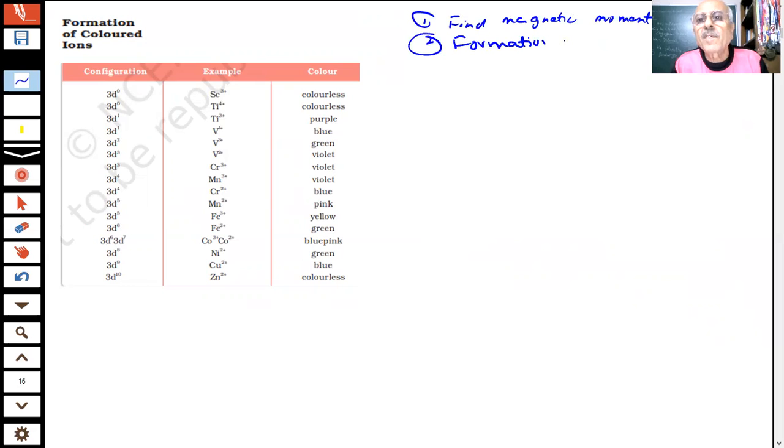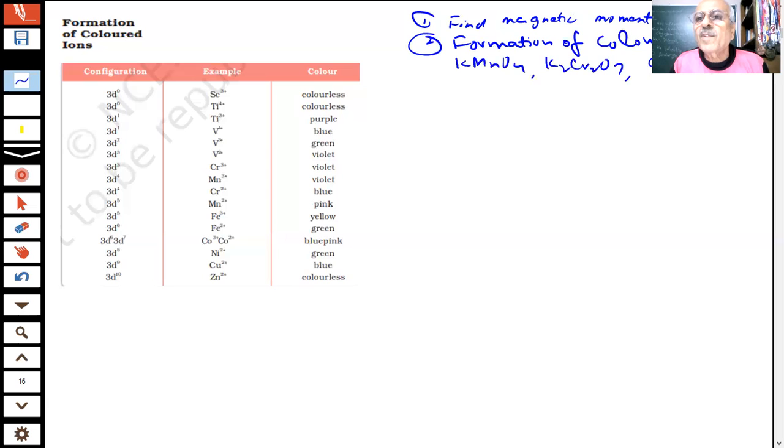Formation of colored ions. If you go to the chemistry lab, whenever you see the compounds of the transition elements, you find that they are colorful compounds. If you see potassium permanganate, KMnO4, K2Cr2O7, copper sulfate, and nickel and cobalt compounds.